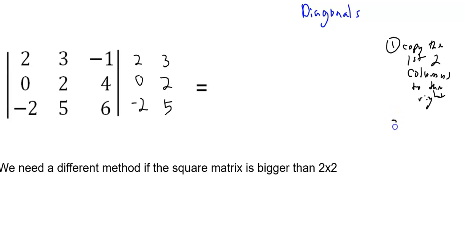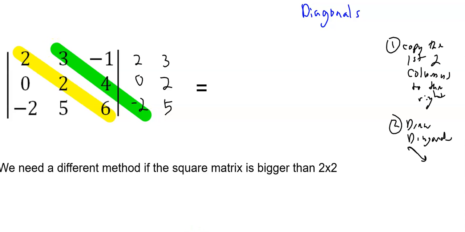So then the second step is to draw diagonals. First this way, so from top left. So I'm going to do this diagonal, and I draw my three diagonals, because every time it'll be three diagonals, and you basically multiply.